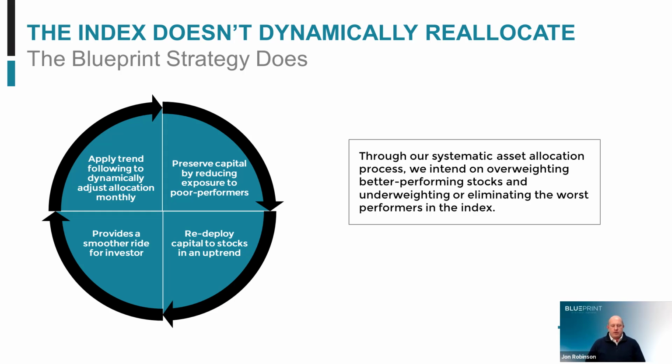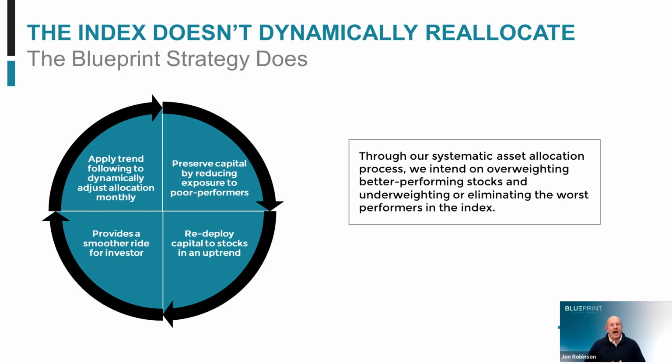So how this strategy differs from the index: we're using the index to create the ocean, or the pond, in which to fish. But the fact is that the index is inherently passive. Yes, it has some component changes, and it might reweight these components on a semi-annual or annual basis, but it doesn't dynamically reallocate on any other basis. But the blueprint strategy does, and we feel this is our edge, not only the behavioral edge of being systematic, but how we dynamically reallocate amongst the stocks that comprise the index.